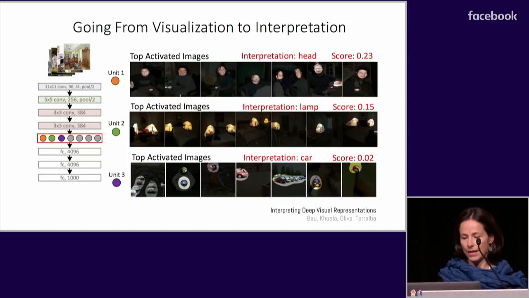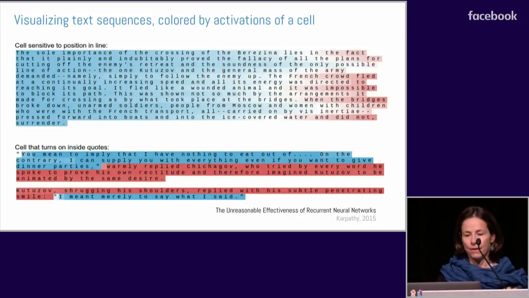Okay, so RNNs. Here, one of the works that we admire a lot is Karpathy's work. It's kind of old at this point, but we thought it did an amazing job of visualizing text sequences, and again trying to understand, if you activate different cells, can you interpret them? And granted, most of the cells you can't interpret.